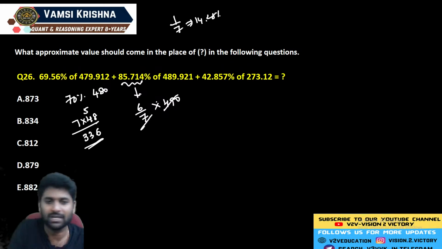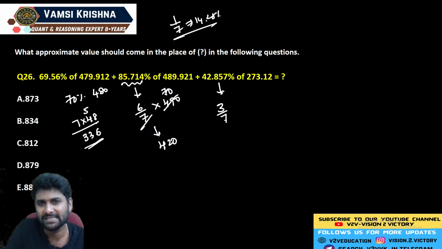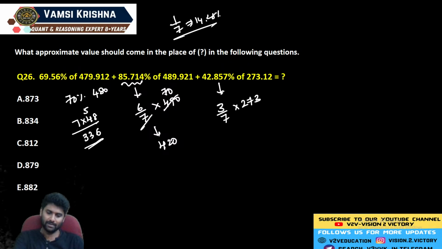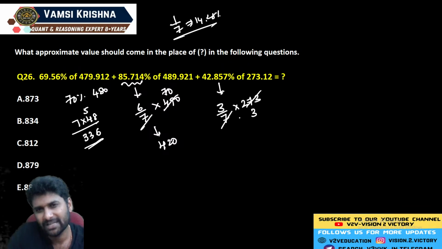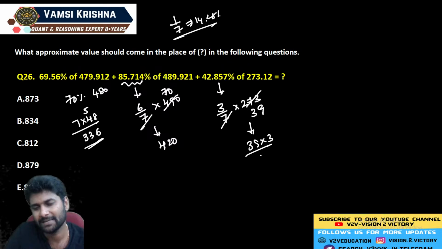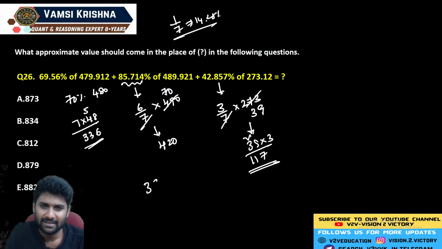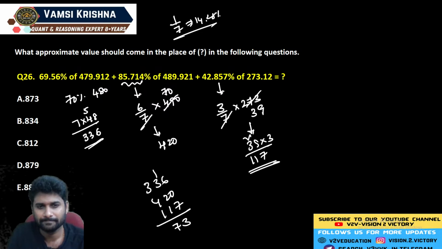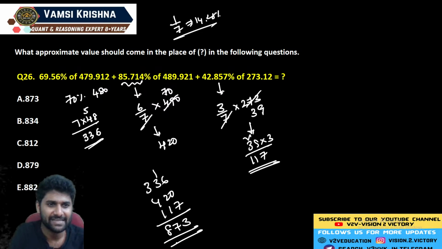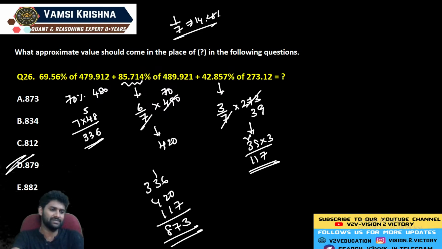That's why learn all the conversions. 7 sixes are 42, so 420. Now 42.87 percentage means you already know it's a value of 3 by 7, which is multiplied by 273. Again multiply here. 7 threes are 21, 63, 9 times. So 39 is multiplied by 3 times, so 117. Add all the numbers, you will get the answer. 336, 420, 117, that is 873. So we have 873, right?